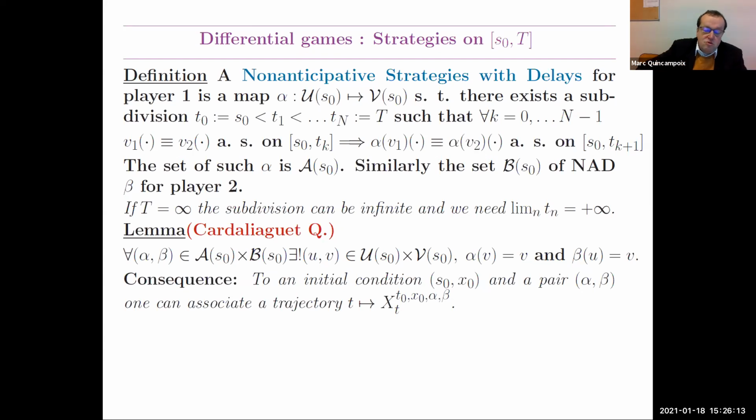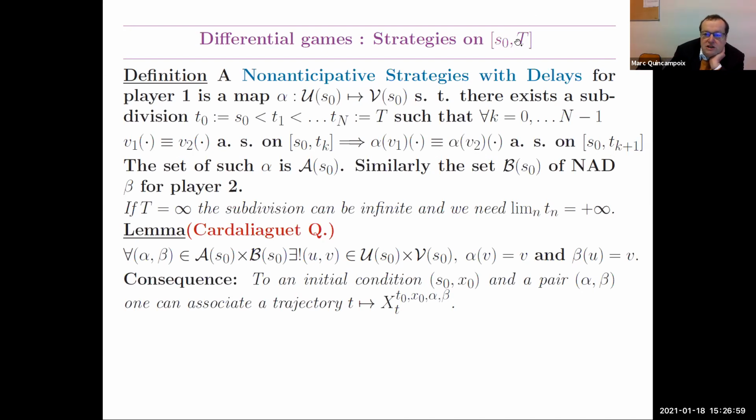Mathematically, it's a way to express that it depends only on the past, of course, because if V1 and V2 have the same past, the action will be the same. This is non-anticipative, the way to express that it depends only on the past. And the delay says that the answer of the first player is equal not only on the time interval up to tk, but a little more: it is also equal on the next interval of the subdivision. I denote by R the set of non-anticipative strategies for the first player, and by beta those for the second player.